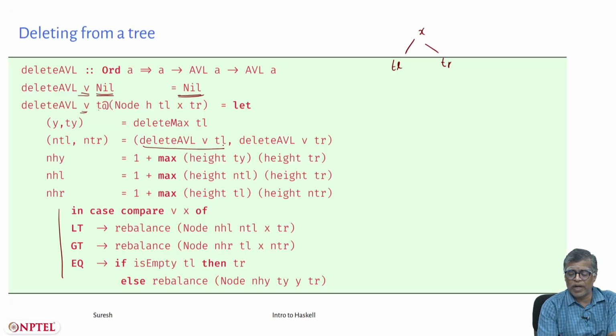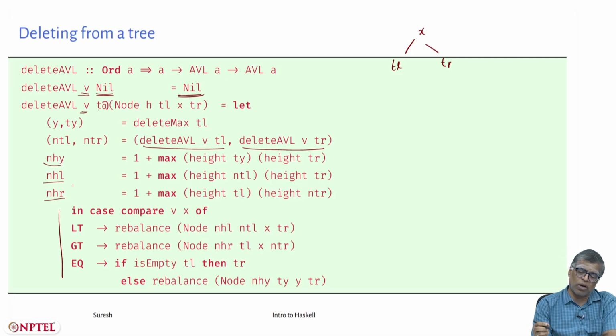Delete AVL of v TL. NTR is given by this, delete AVL v TR. And once again Haskell is lazy, so it is not that it will go and eagerly compute these things, it will compute only whichever call is necessary, whichever call is actually being made, only then it will compute. And each time you do this, you can readjust the height as well, NHY, NHL, NHR, so you can do all this.